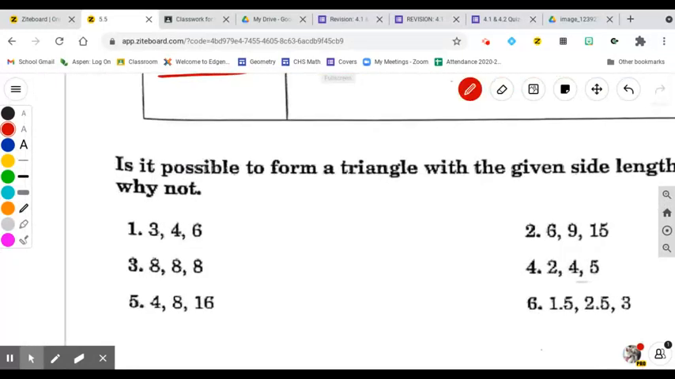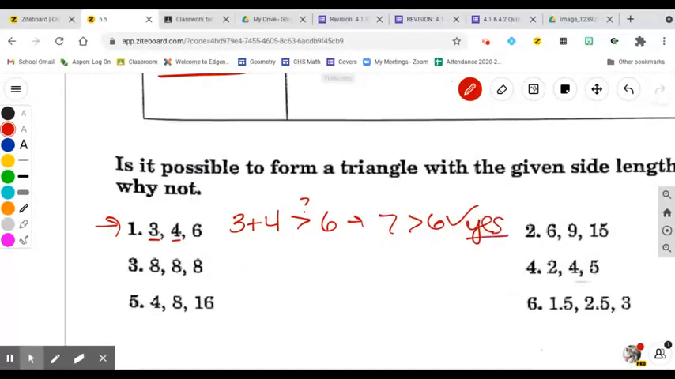If you're looking at number one, I'm going to take the two smallest ones in the group, which are 3 and 4, and then I would write it like this: 3 plus 4, is it greater than 6? Well, 3 plus 4 is 7, which is greater than 6, so we would say this one is a yes. It would make a triangle. Something like number 3, they're all the same, so it's 8 plus 8. Is 8 plus 8 bigger than 8? Yes, it is, because 16 is bigger than 8, so this would also make a triangle.